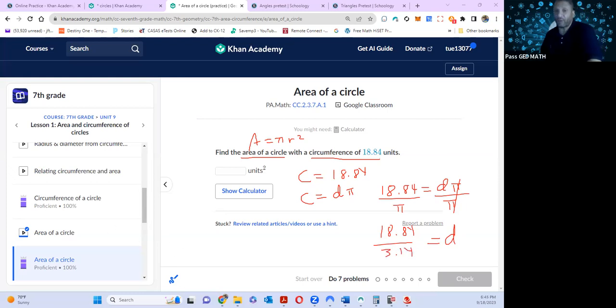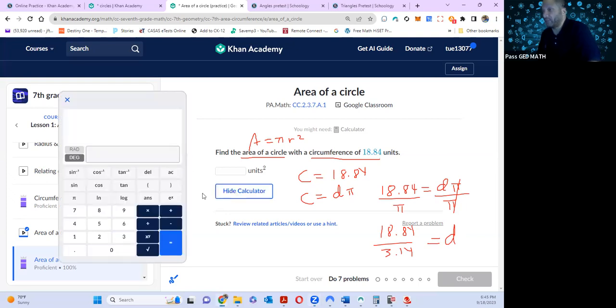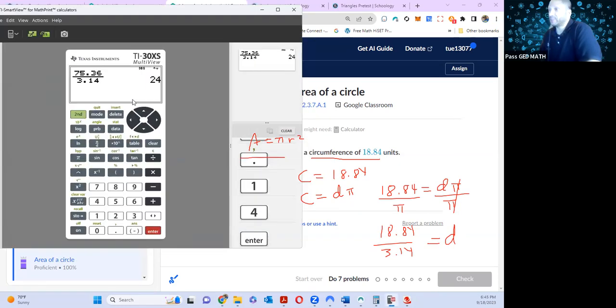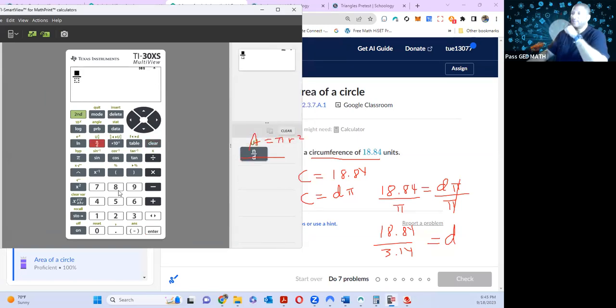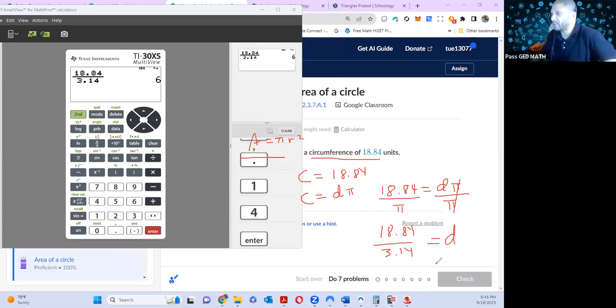So I'm going to go grab my calculator and find out what the diameter is. 18.84. Matter of fact, let me use our calculator. Let's stop using that kind of calculator because we want to get used to using our calculator. I'm going to hit second, 18.84 divided by 3.14. I hit enter. I know my diameter is 6. If I know my diameter is 6, what's my radius?